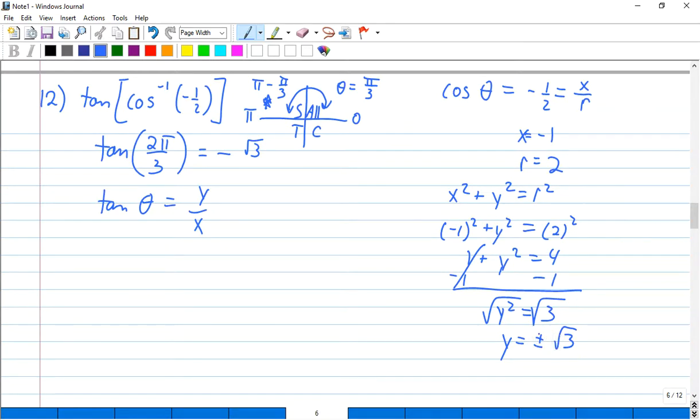However, we're in the second quadrant where y is what? Positive. So y is equal to a positive square root of 3. All right, so my answer is going to be positive square root of 3 divided by negative 1. So it's negative square root of 3. So either way you work the problem out, you get the same answer.